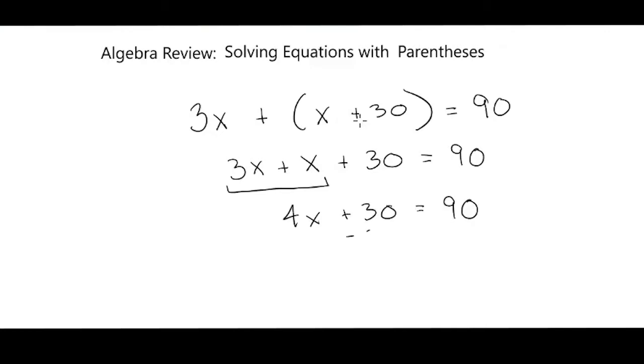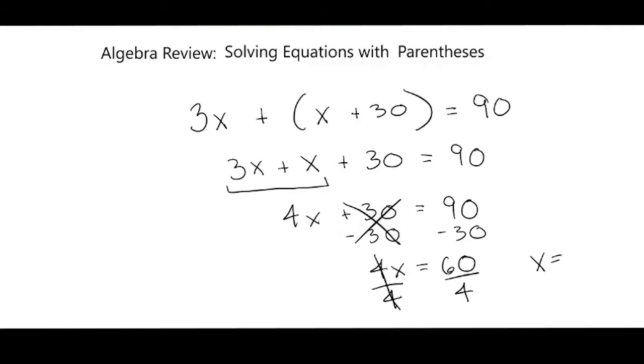Now I will subtract 30 from both sides, and these 30s cancel, and I'm left with 4x equals 60. So now I divide by 4, those 4's cancel, and x equals 15.